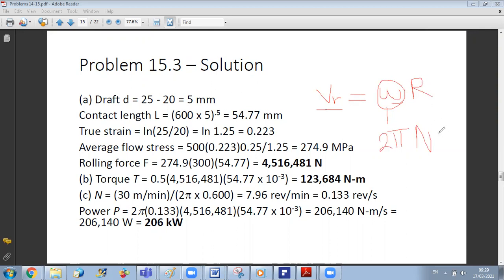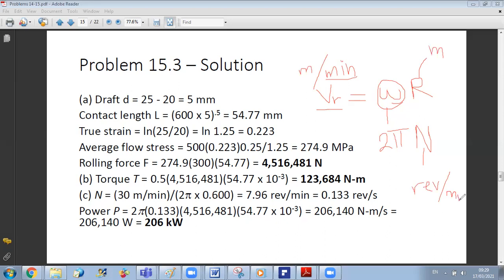But you should pay attention to units. In case your velocity is in meter per minute, then using this formula, v equals 2 pi n r, the radius should be in meter, and n will be in revolution per minute, because it's the same time unit, per minute.